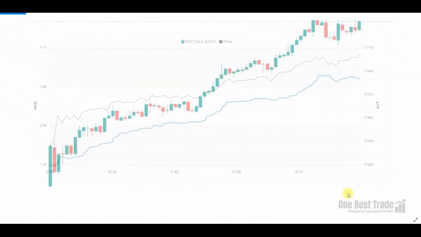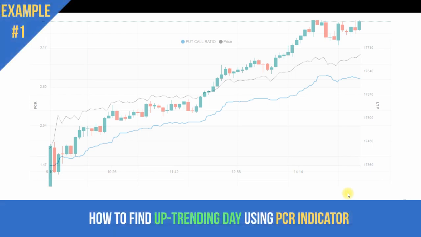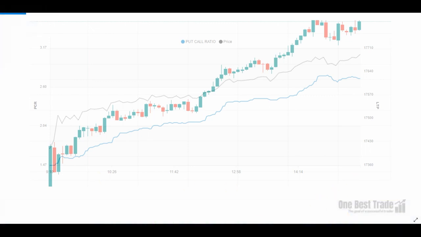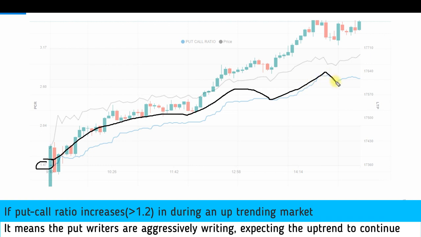The first example is how to identify a trending day using a PCR indicator. Friends, if the PCR ratio is more than 1.2 and it is holding more than 1.2, then we can see very strong upside momentum in the price. In this example, you can see the PCR is well above 1.2. It is 1.47 and then the whole day it was trending up, holding well above 1.2, making higher high, higher low, higher high, higher low.